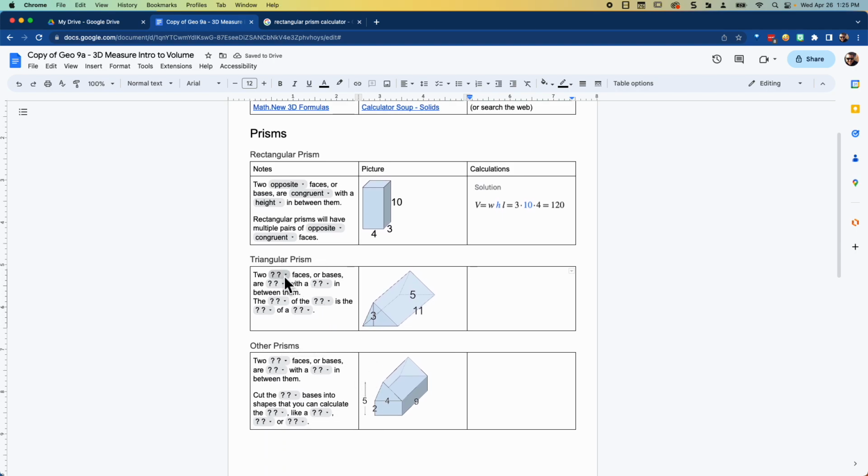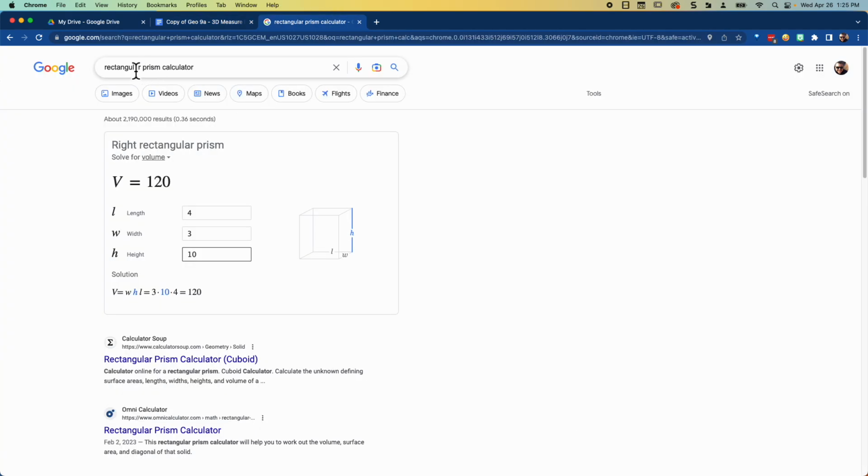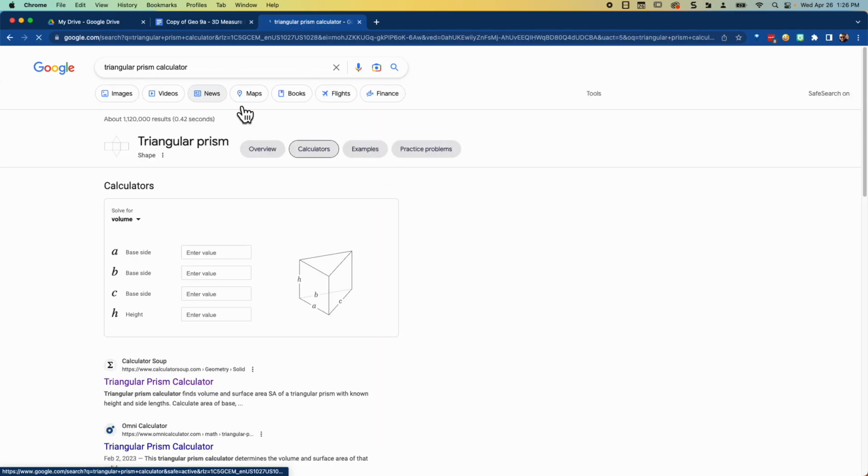All right. A triangular prism has two opposite faces that are congruent with a height in between them. The area of the base is the area of a triangle. What does that mean? We're going to find the area of this triangle and then multiply it by the height, which is 11.